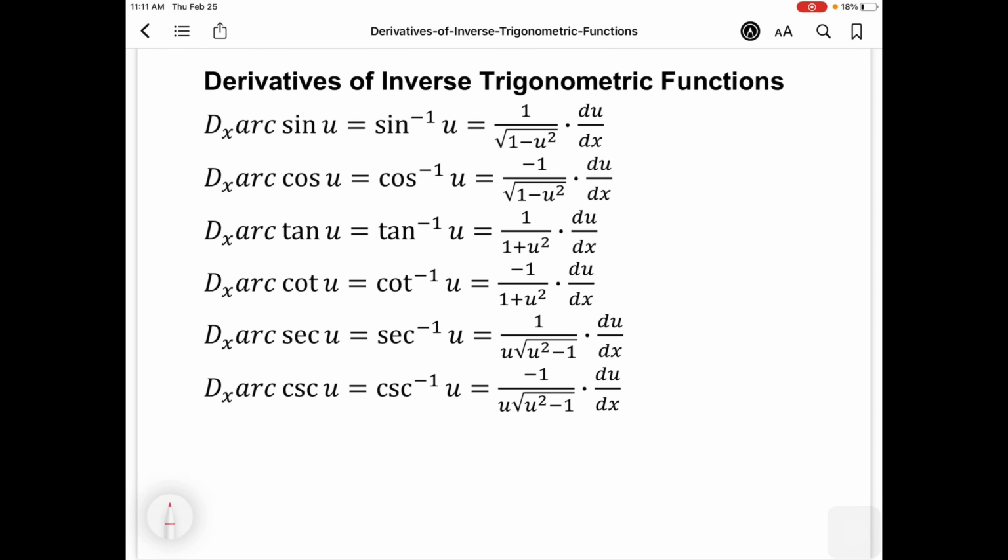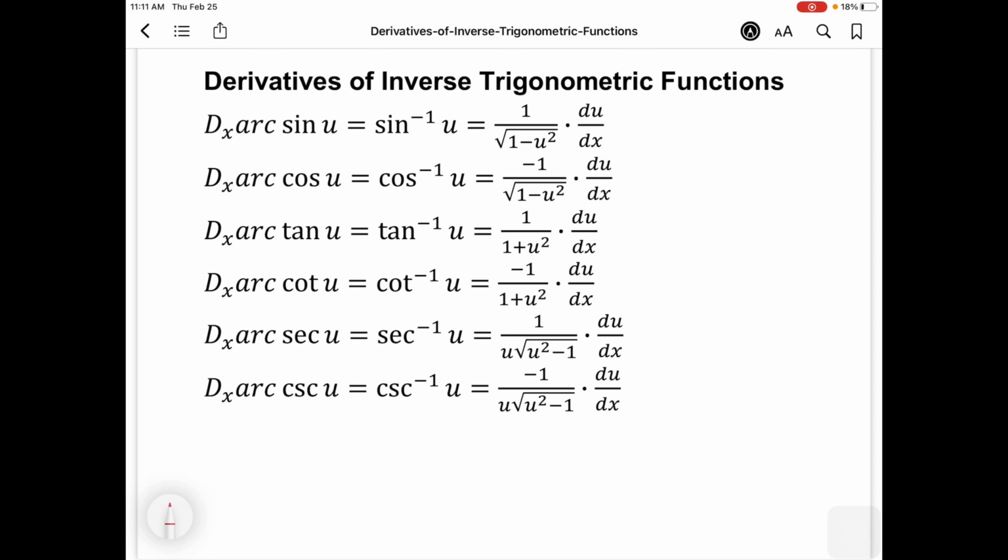Then for arc secant, secant to the negative 1 u is equal to 1 over u times the square root of u squared minus 1 times du over dx. And the arc cosecant u is equal to cosecant to the negative 1 u is equal to negative 1 over u times the square root of u squared minus 1 times du over dx.